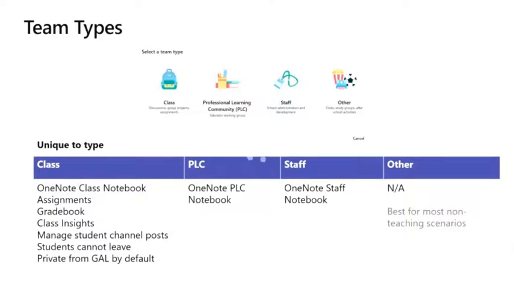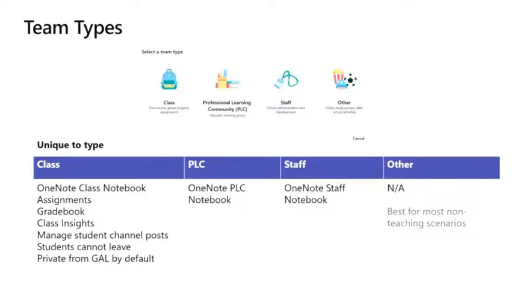It gives you the ability to list by default. By comparison, if you create a PLC team, then of course it doesn't have the assignments or the gradebook, because now this is us as colleagues working together as educators or staff members. So this is where it has a OneNote PLC notebook type. If it's a staff team, this is designed particularly within school districts where we have the OneNote staff notebook, and then the other team type is really best for all other scenarios.